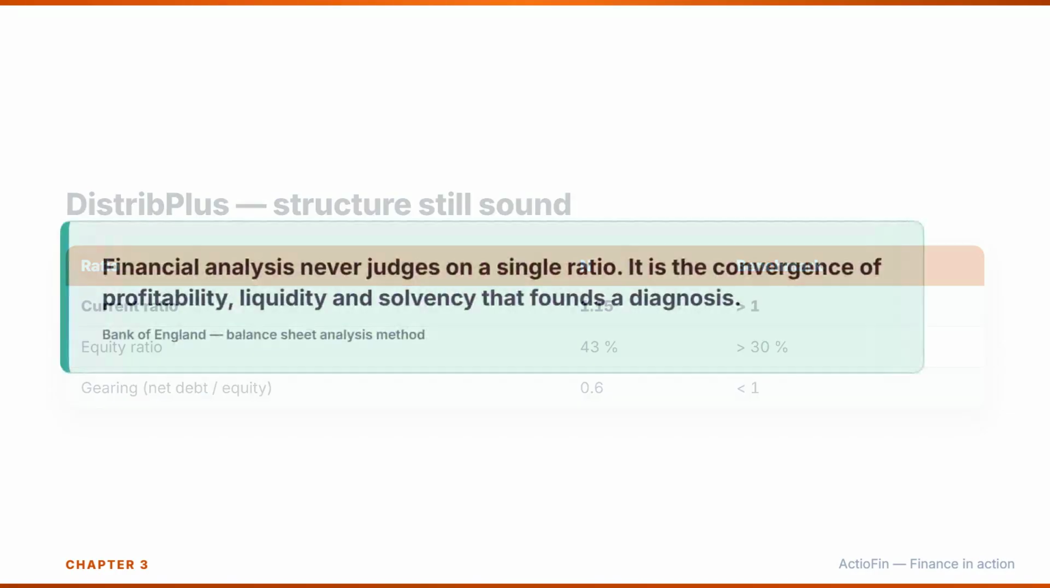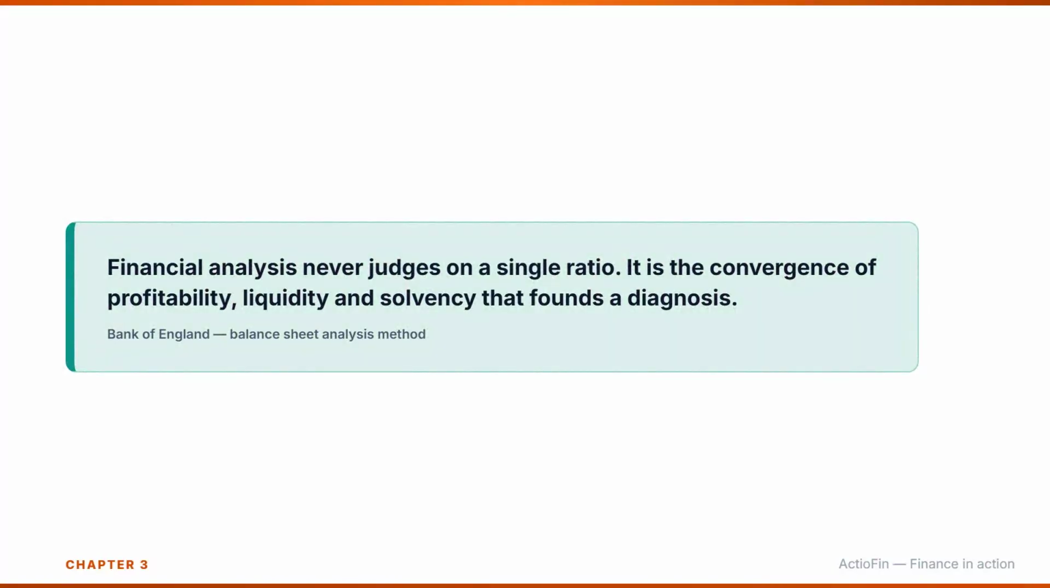A method rule, echoed by the Bank of England. Analysis never judges on a single ratio. It is the convergence of the three families, profitability, liquidity, and solvency, that founds a real financial diagnosis.